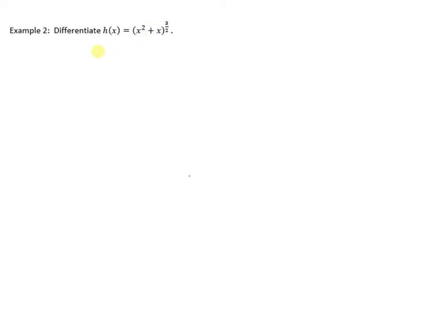Okay, let's differentiate h at x equals x squared plus x to the 3 over 2. Okay, so this is power rule. We bring down the 3 over 2. We write the bracket as it is. And then we subtract 1. So we get 1 over 2. But we're not done.